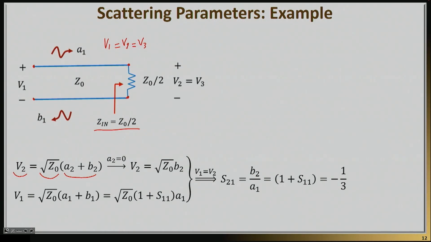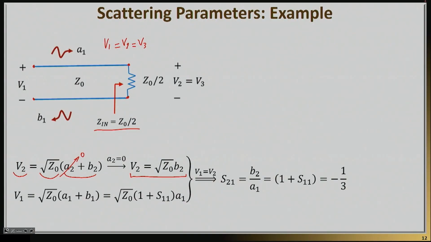Since we have connected now the characteristic impedances Z0 at ports 2 and 3, that means that we have guaranteed no reflections from those ports, so A2 should be 0. And so that means that V2 is going to be equal to square root of Z0 times B2. And that is true for all cases when you make sure that A2 is equal to 0. There is actually no assumption behind this equation that is true only for this network. It's actually true for all networks as long as you make sure that A2 is equal to 0. In other words, as long as you make sure that the port is terminated to its own characteristic impedance.